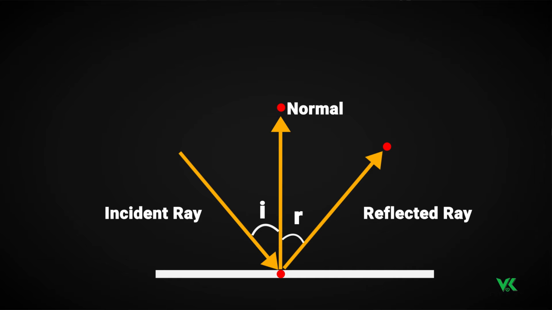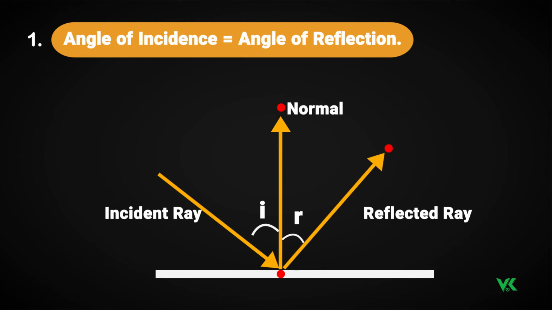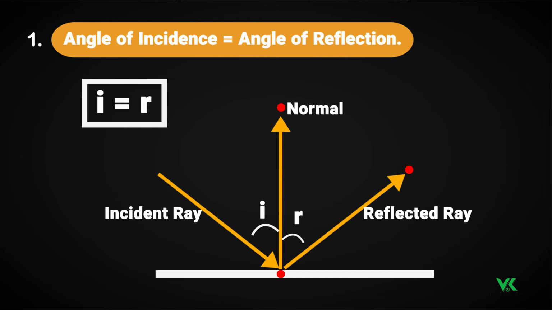So this concludes our very first law, that the angle of incidence is always equal to the angle of reflection. Even if we move our incident ray, our reflected ray will change accordingly, as I is always equal to R.